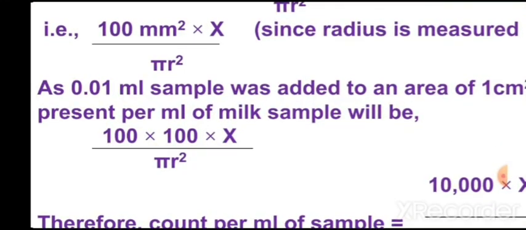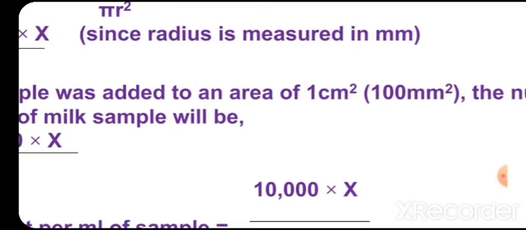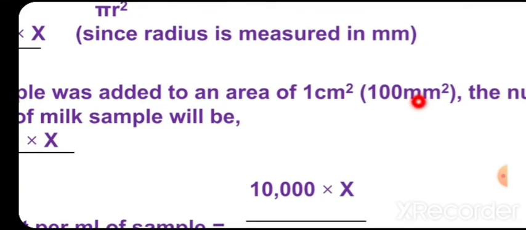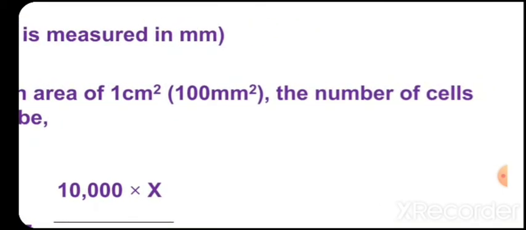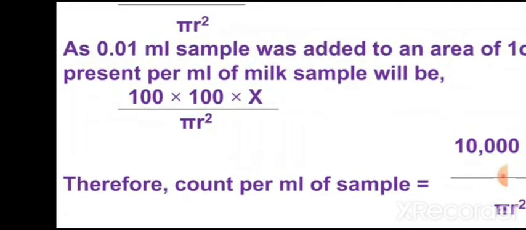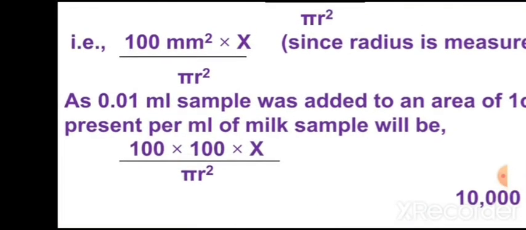The next thing is how much sample we have added for the observation. It is 10 microliters, that is 0.01 ml of the sample, and it was added to an area of 1 centimeter square, that is 100 mm square. So therefore the number of cells present per ml of milk sample will be 100 into 100 into x divided by pi r square.